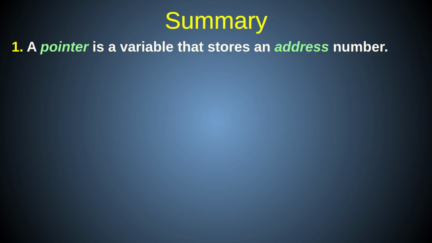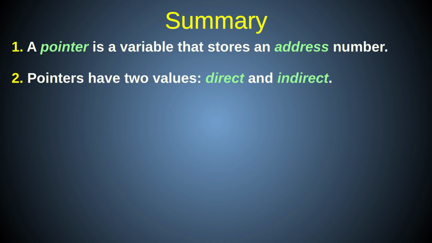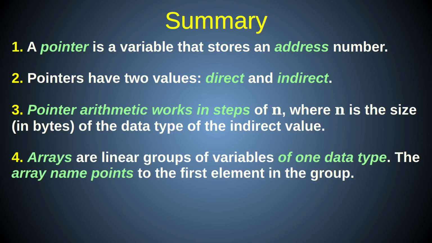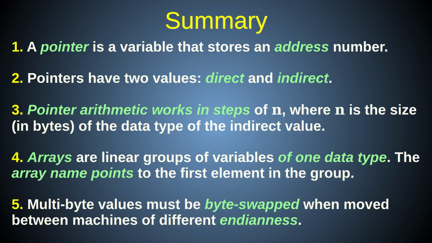In summary, a pointer is a variable that stores an unsigned integer that represents a memory location address. The direct value of a pointer is this stored address. The indirect value is the value stored at the memory location referred to by that address. Pointer arithmetic is scaled by the number of bytes associated with the data type of their indirect value. Arrays are blocks of one or more variables of the same data type that can be addressed using the array name as if it were a pointer. Multi-byte values need to be byte-swapped when moved between big-endian and little-endian systems.